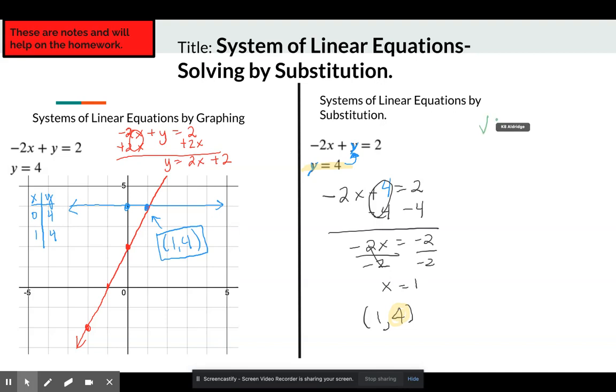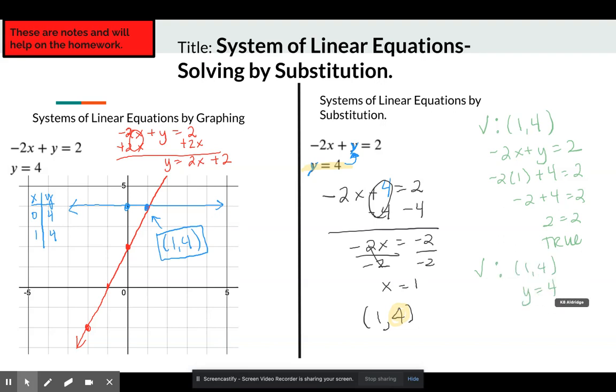So we're going to check 1, 4. We'll check into the first equation, negative 2x plus y equals 2. Negative 2, x is 1, plus y is 4 is 2. Negative 2 plus 4. Hey, 2 equals 2. It's true. And then we check into the other equation. We have 1, 4. We have y equals 4. Hey, 4 equals 4. That's true too. We know we did it right. We also know we did it right because we graphed it. But you're going to need to know how to do checks. As always, push pause if you need more time.